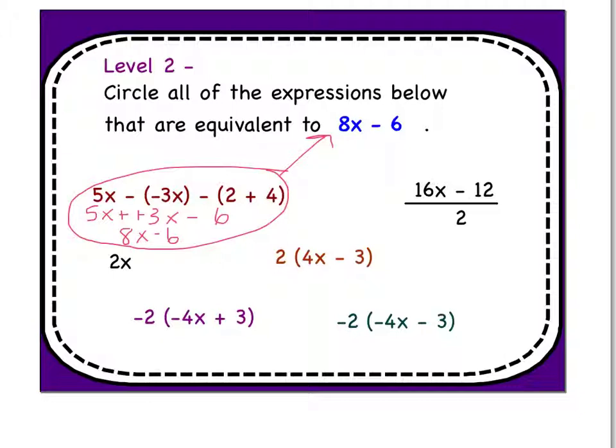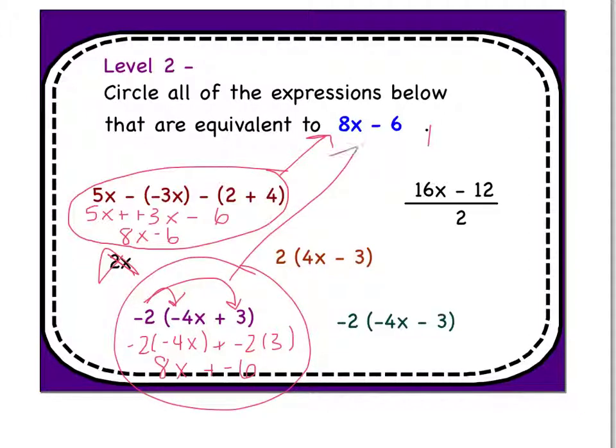2x, what I think somebody did was they took 8x, they subtracted 6, and they had 8 clips, and they took away 6 pencils and said they had 2 clips left, which is not the case. This one we have to distribute. Negative 2 has to shake hands with negative 4x, plus negative 2 has to shake hands with a 3. So we get 8x plus negative 6. 8x plus negative 6 is the exact same as 8x minus 6, so they are the same.